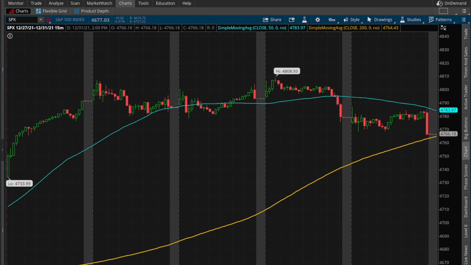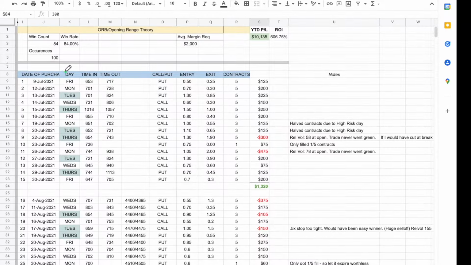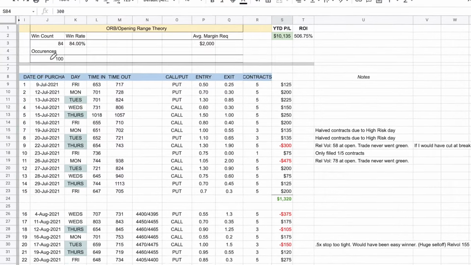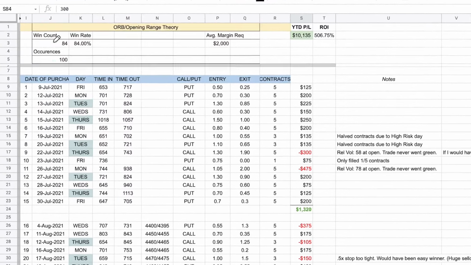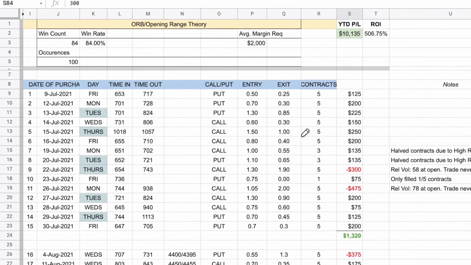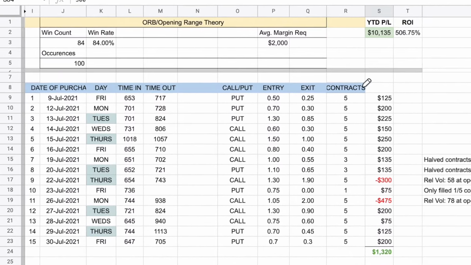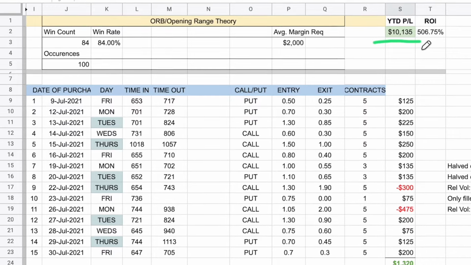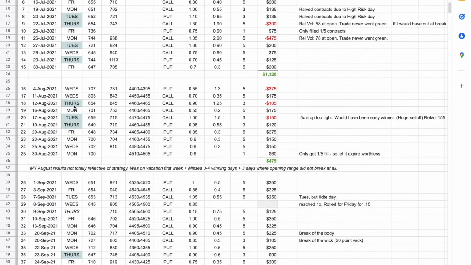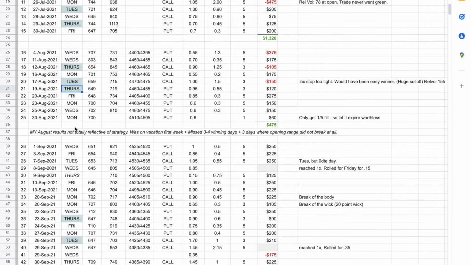Let me go over my trading results from 2021. I started trading and tracking this in July of 2021. Throughout the rest of the year, I traded this 100 times. I won 84 times. My margin requirement on average was about $2,000. I traded pretty small the whole year. And my profit was $10,135. I did trade these on 1 DTE days, and I tried to go with half position sizes on these. The highlighted days are 1 DTE days.